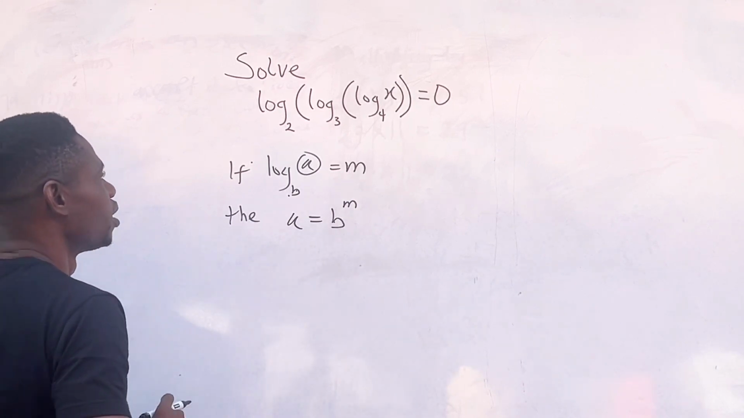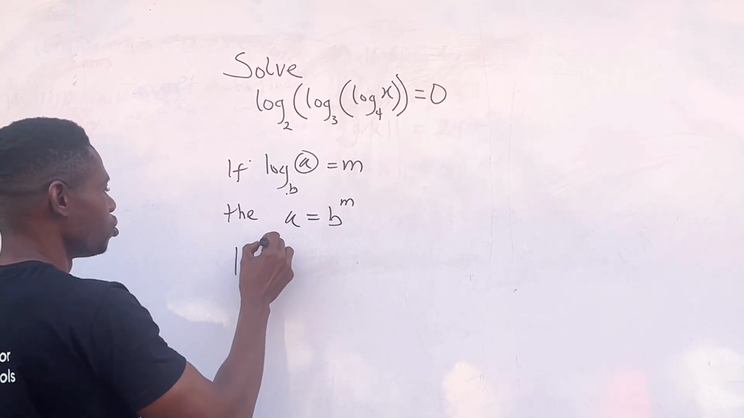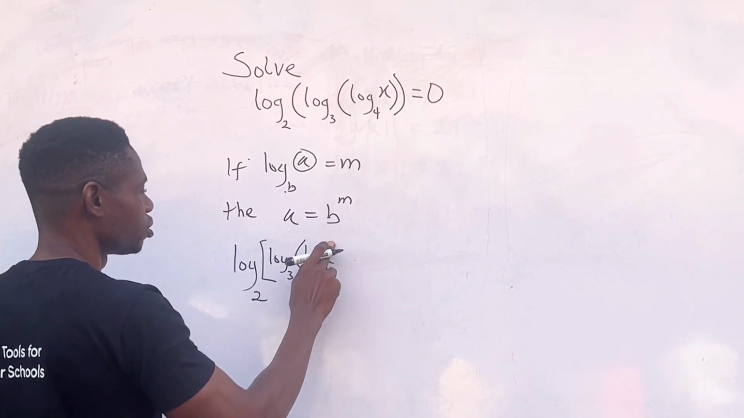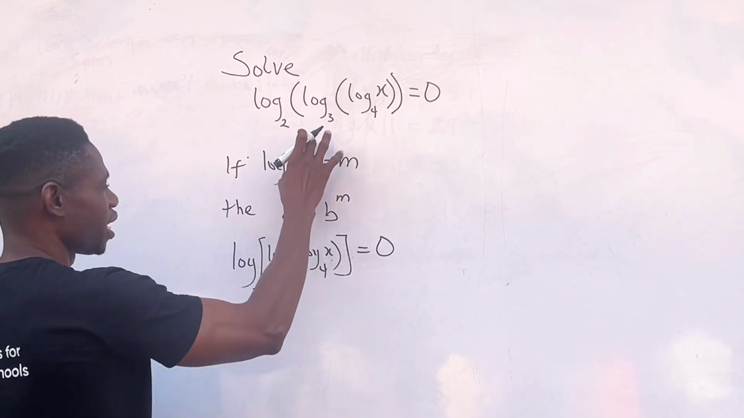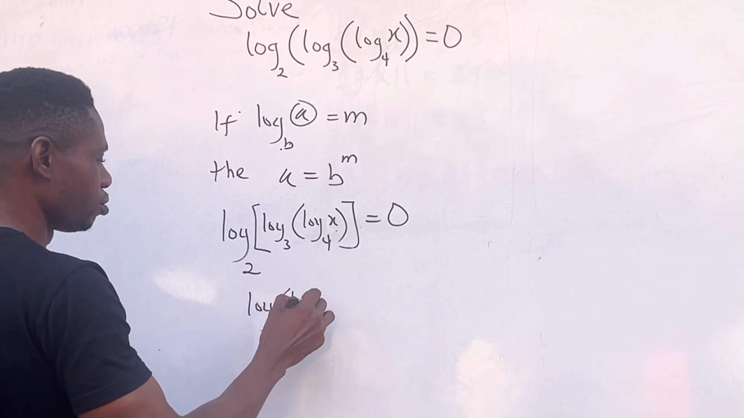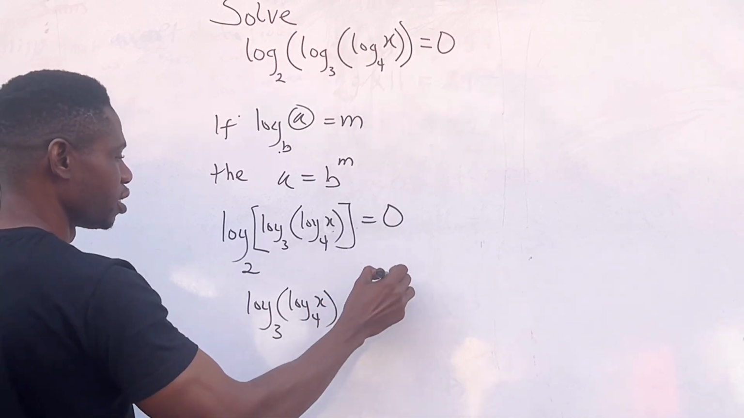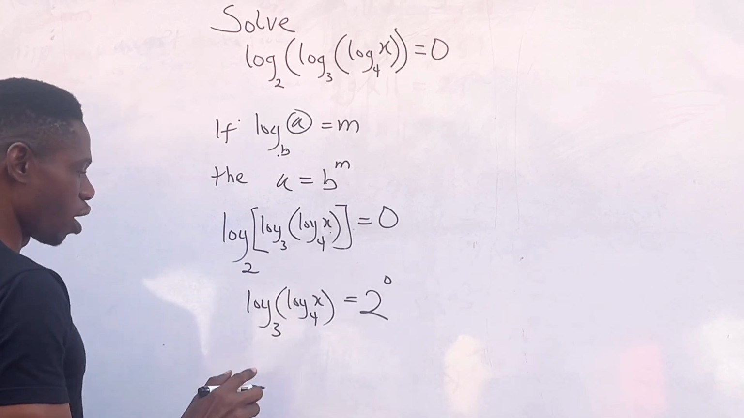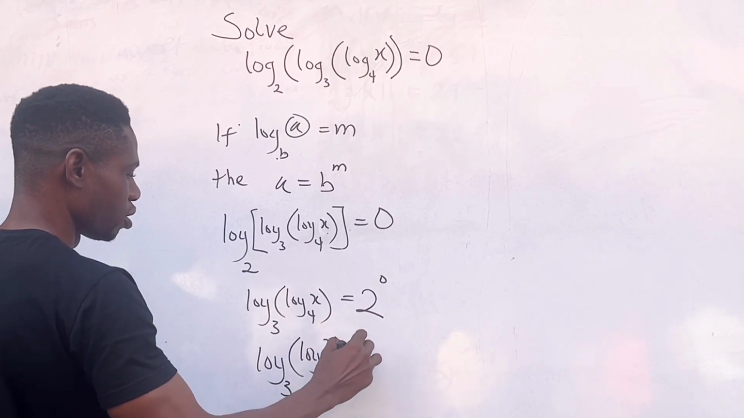Now bearing this in mind, we can solve this starting from the outer log. So log to base 2 of everything we have here, which is log 3 of log 4 x, equal to 0. So this, as the number, just like a, will stay, which is log 3 of log 4 x equal to, this 2 comes this way to be raised to 0. And any number raised to the power 0, law of indices gives us 1. So we have log to base 3 of log x base 4 equal to 1.